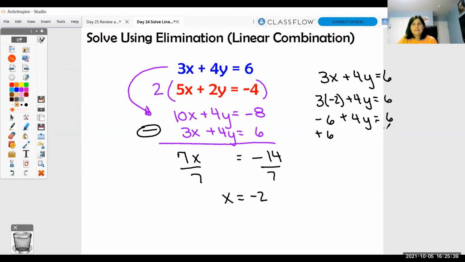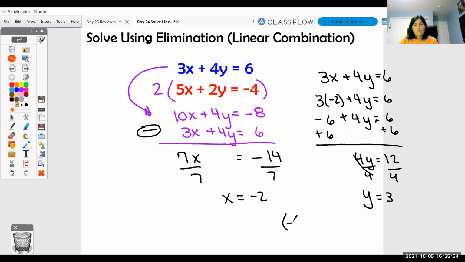Now I have to add 6 to both sides. End up with 4y equals 12. Divide by 4. And we end up with y equals 3. So the ordered pair where these two lines intersect will be negative 2, 3.